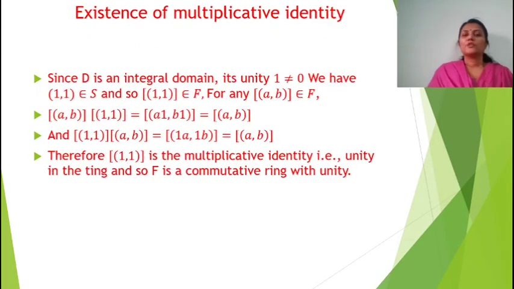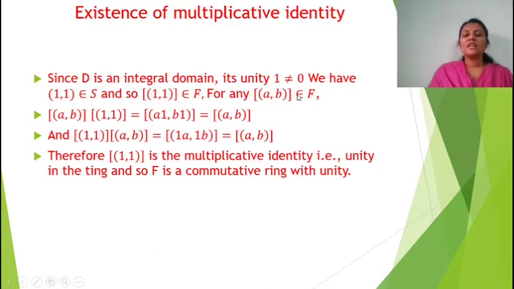Now we have to show that the multiplicative identity exists. We know that D is an integral domain, so 1 is a non-zero element, not equal to 0. There exists a unity element. So (1,1) is an element of S, D cross D. So the class 1/1 is an element of F.